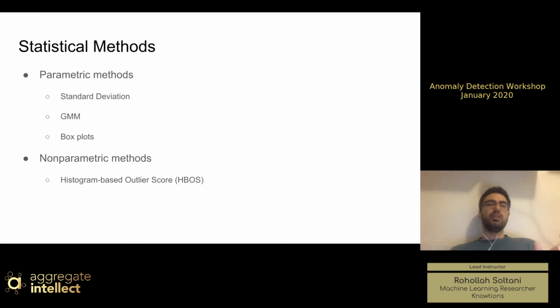Here we'll try to cover some methods. For the parametric one, we'll just try to fit a standard deviation. We'll talk about maybe a GMM. And for the non-parametric one, we'll talk about a histogram-based outlier score, which is just based on computing a histogram of your data, and then using it as a way to find outliers.